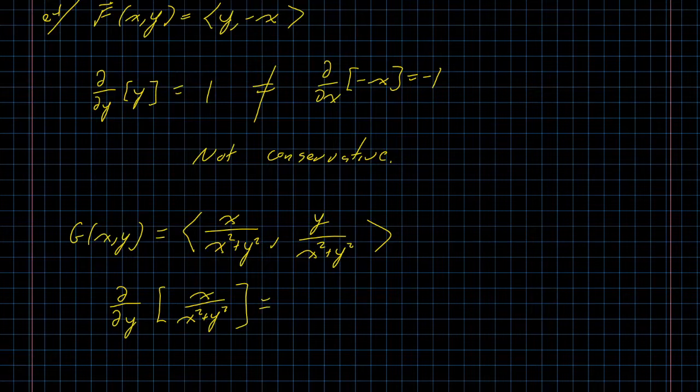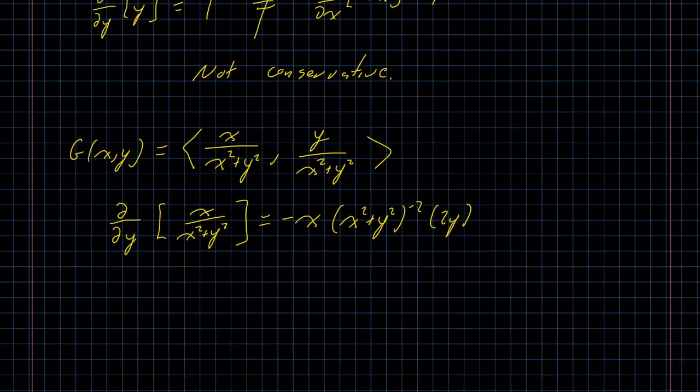And taking the derivative there, we're going to have that same thing to the negative second power, and then the derivative of what's inside there, which is just 2y. So I get negative 2xy over x squared plus y squared, the whole thing squared.